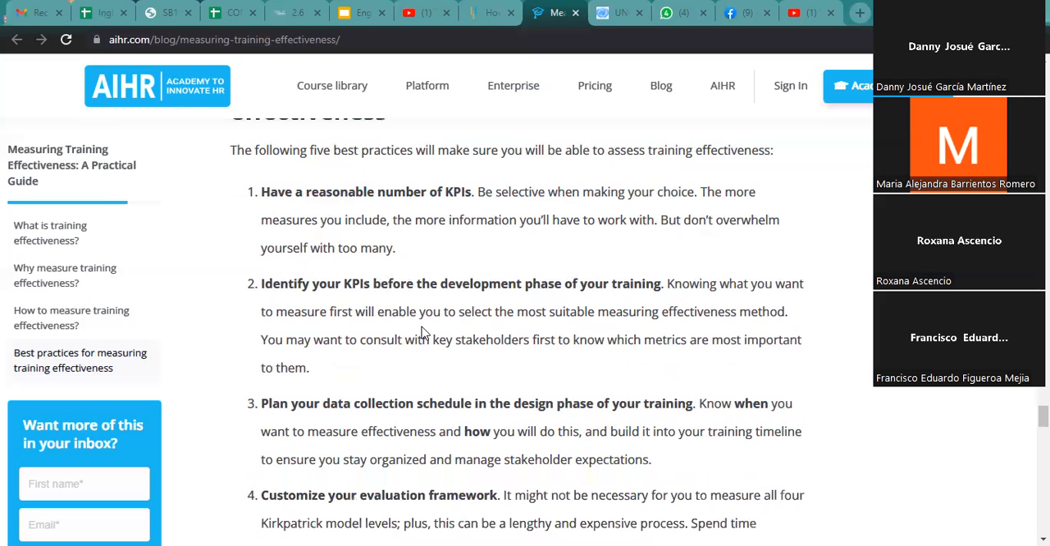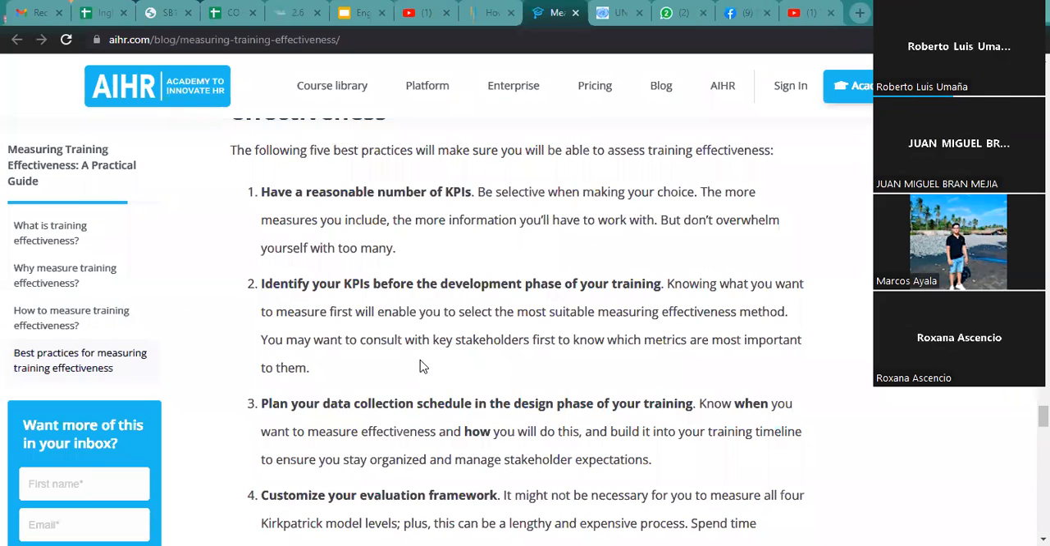Good, number two, Maria Alejandra. Identify your KPIs before the development phase of your training. Knowing what you want to measure first will enable you to select the most suitable measuring effectiveness method. You may want to consult with key stakeholders first to know which metrics are most important to them.